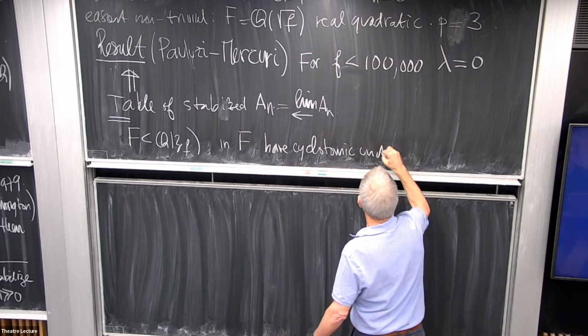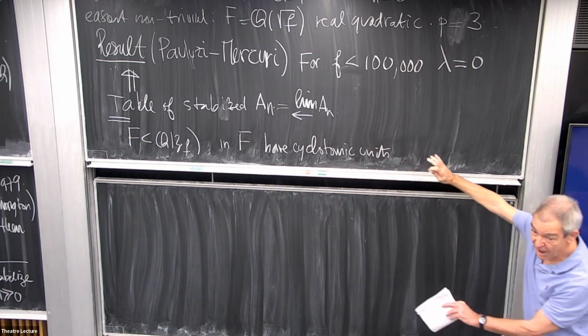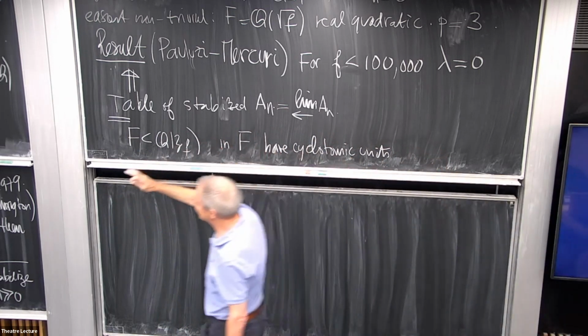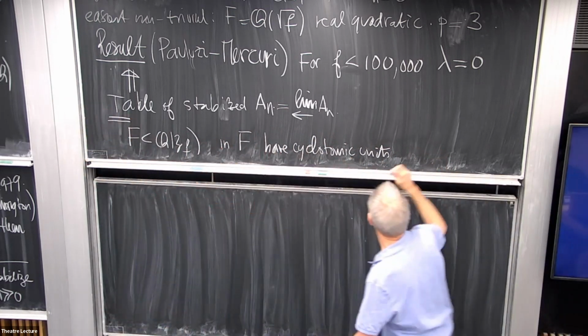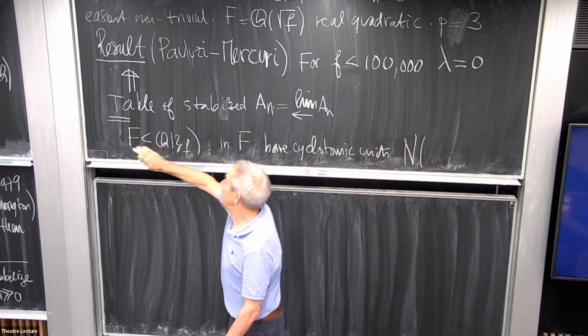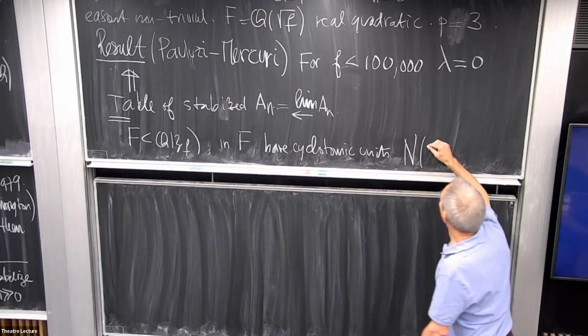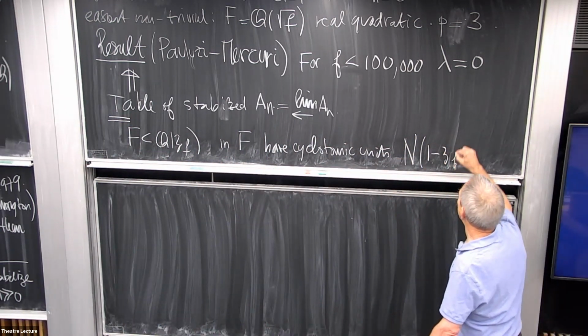I say it now, and I hope you forgive me, in a sloppy way what the cyclotomic units are, and later I will say precisely what they are in my case. So they are essentially norms from the cyclotomic field to the quadratic field of 1 minus zeta_F. That is what they are.